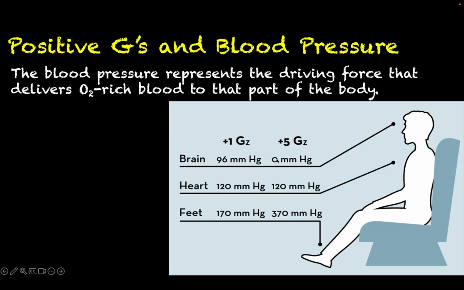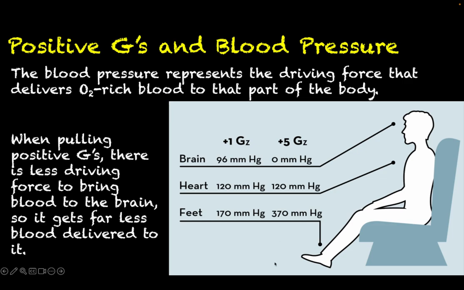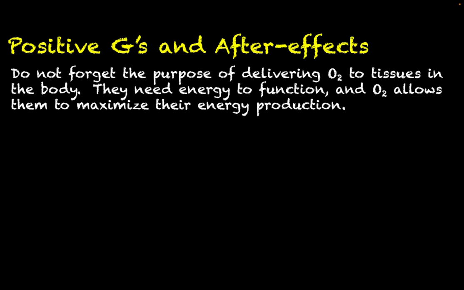Now, 120 to 0 sounds like a good deal. It sounds like that is a bigger driving force, but it's having to overcome 5Gs, and it just can't do that. So when you're pulling 5Gs, or when you're pulling any positive Gs at all, there is less of a driving force to bring blood to the brain, so it gets far less blood delivered to it. And what blood should be delivered there is getting delivered to your feet instead. So hopefully it doesn't take too much imagination to see that that is a big problem, okay?